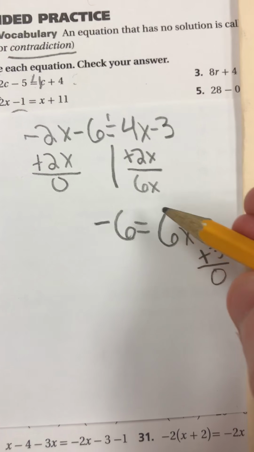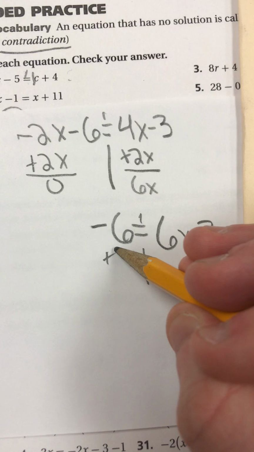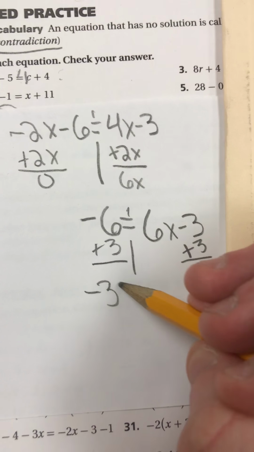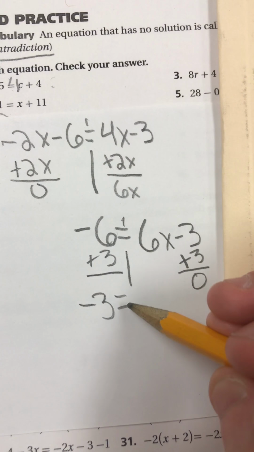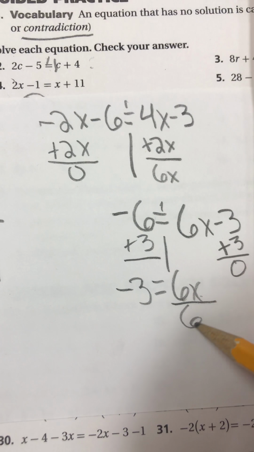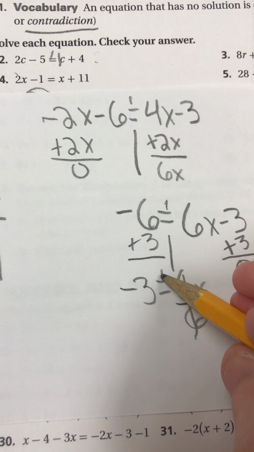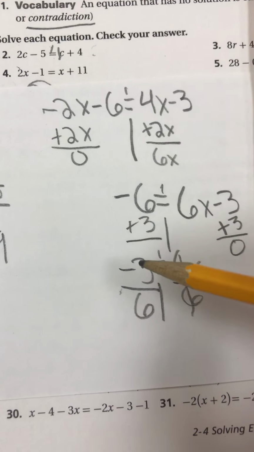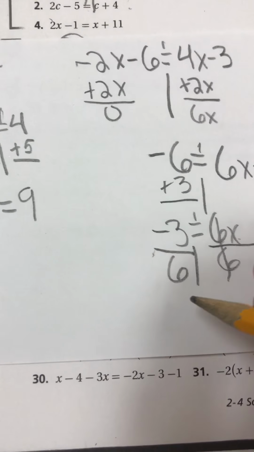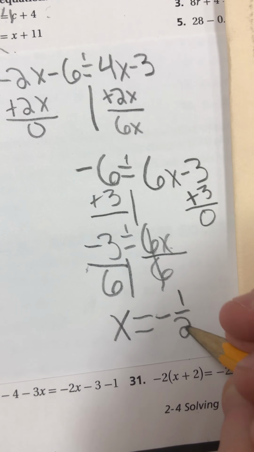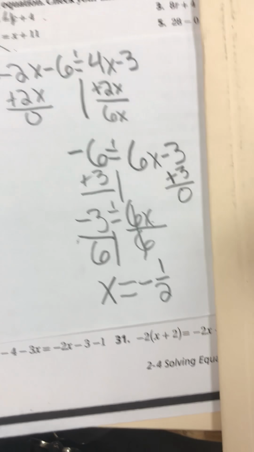Okay. Now we add 3 to the other side. So that gives us negative 3 equals 6x. Obviously, 6x is a multiplication operation. Do the opposite, which is division. Divide by 6. And now we have a fraction, but we can reduce that. So our final answer is x equals negative 1/2. And that's all we need to do.